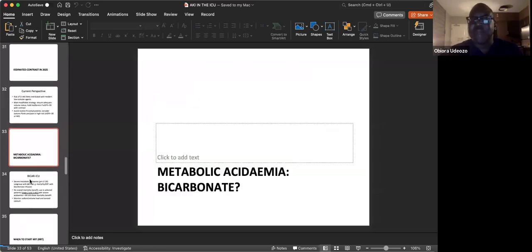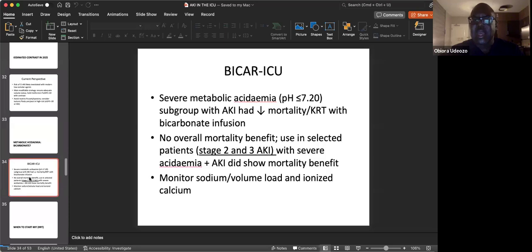Now for metabolic acidosis, many of our patients, as you know, develop acidosis. Some people are quick to put them on a bicarbonate drip. So a group also did a study on this. They call that the BICAR-ICU trial, and they looked at giving sodium bicarbonate in patients with AKI. And the only patients that actually showed benefit are the subgroup of patients that had stage 2 and stage 3 AKI, or those with pH less than 7.2. They showed a mortality benefit. So if your patient doesn't have severe AKI, no point in giving them a bicarb replacement.